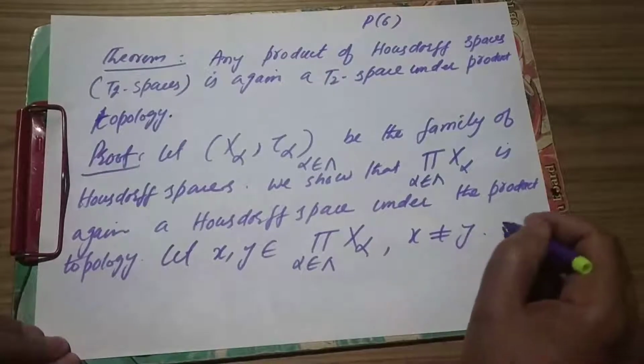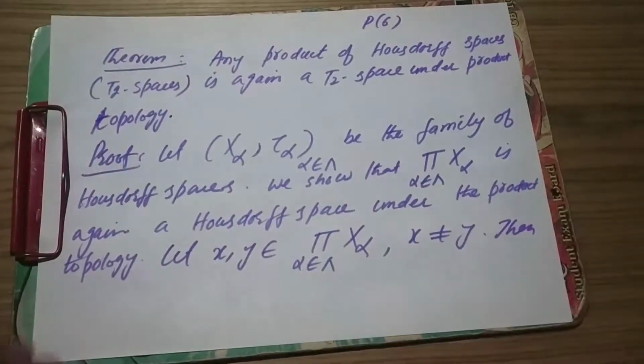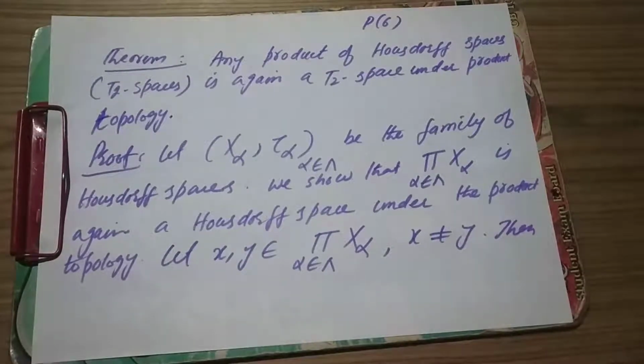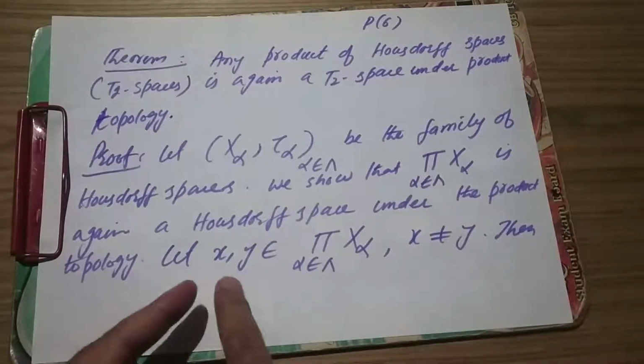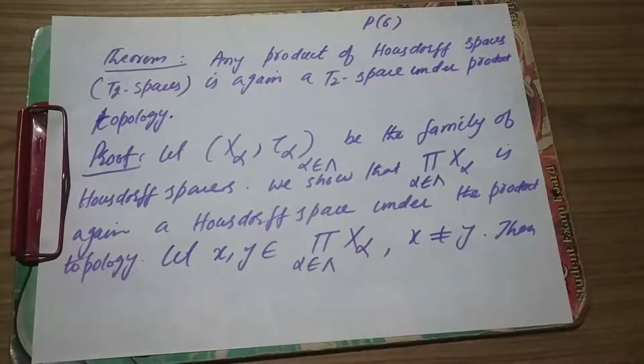So then what's this x actually? Since it's in the product space, so if it's the product of two topological spaces, say x1 cross x2, then x will be the ordered pair, a two-tuple, and y will also be an ordered pair. And suppose it's the product of three spaces, say x1 cross x2 cross x3, then x will be a 3-tuple, and y will be a 3-tuple in that case.